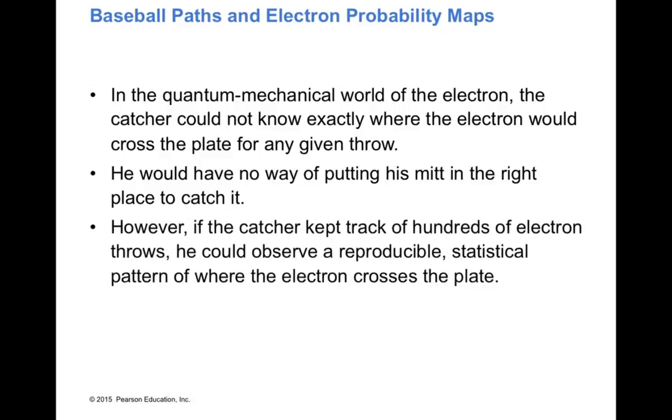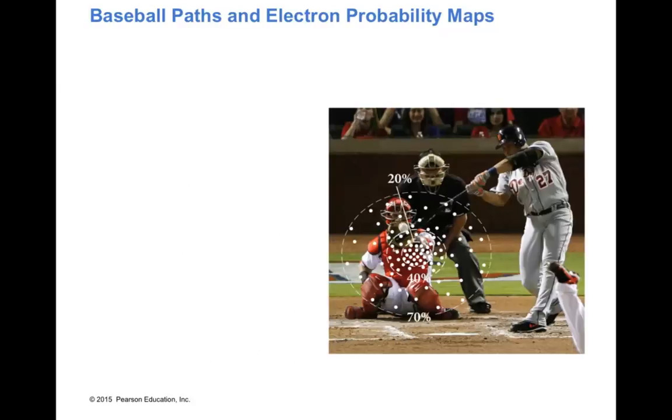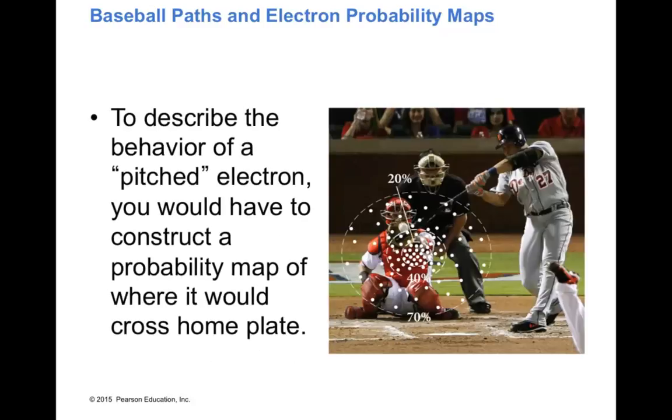However, if the catcher kept track of hundreds of electron throws, he could observe a reproducible statistical pattern of where the electron crosses the plate. He could even draw maps in the strike zone showing the probability of an electron crossing a certain area. These maps are called probability maps. Okay, so they basically observe how many times those electrons reach those specific areas, and they can create those probability maps. So for example, to describe the behavior of a pitched electron, you would have to construct a probability map of where it would cross home plate.